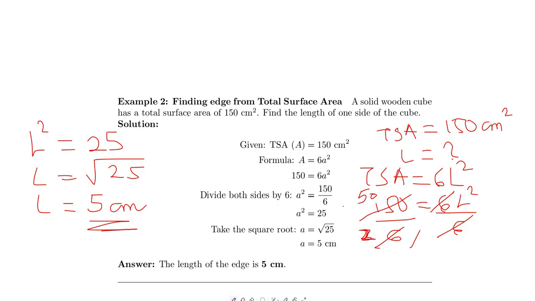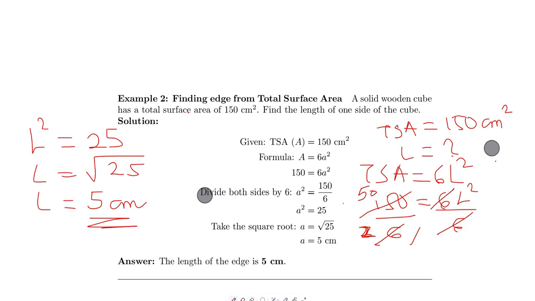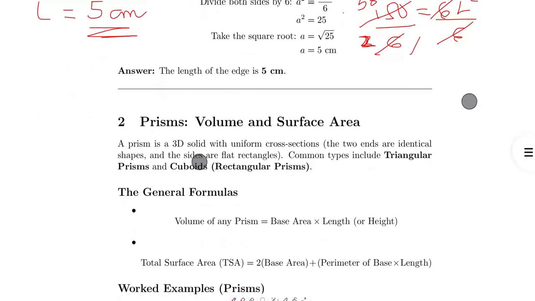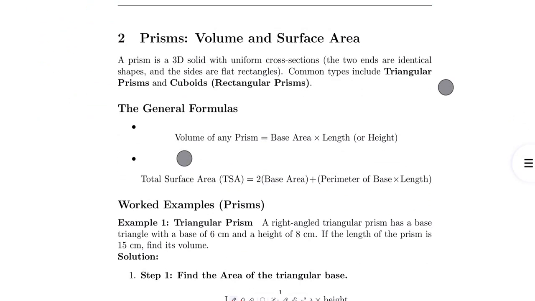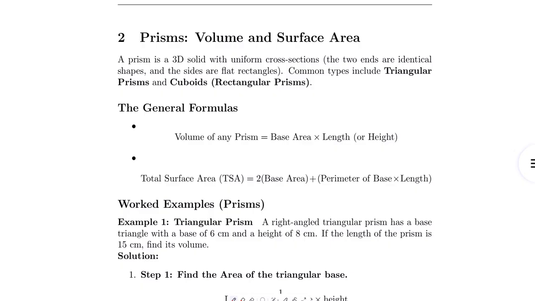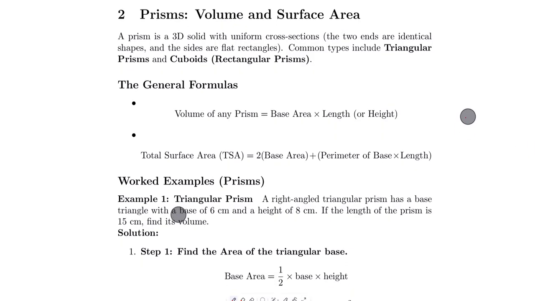All right. So let's look at the questions on prism now. When we talk about the prism, it's also a very important aspect in mensuration. And what is it that we have to know about prism? Number one is that a prism is a 3D solid shape with uniform cross section, and the two ends are always identical, and the sides are flat rectangles.